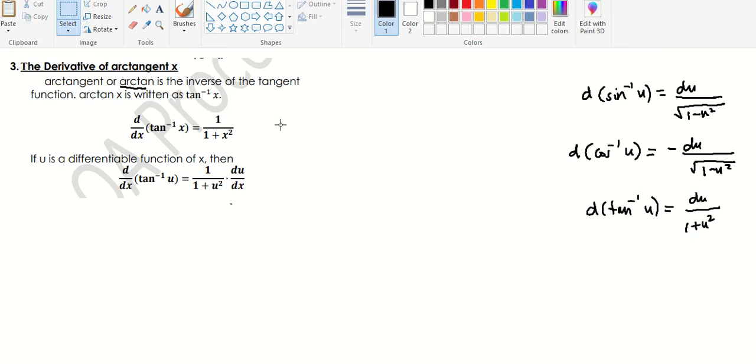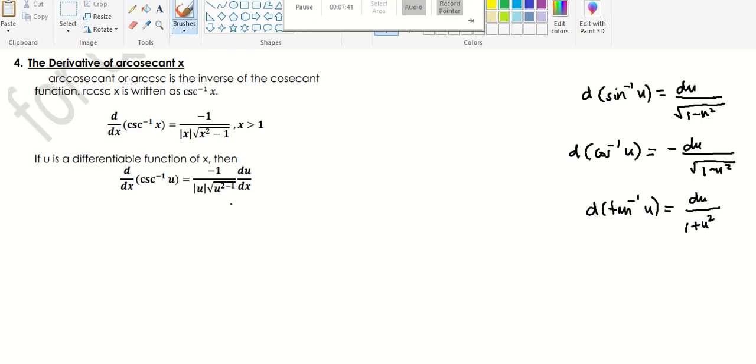Let's have another derivative. Alright, another derivative. So this time we have arc cosecant x. Arc cosecant, or arc CSC, is the inverse of the cosecant function. Arc cosecant x is written as CSC raised to negative 1 x.